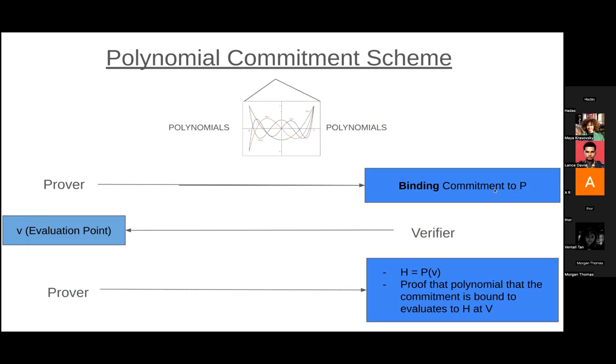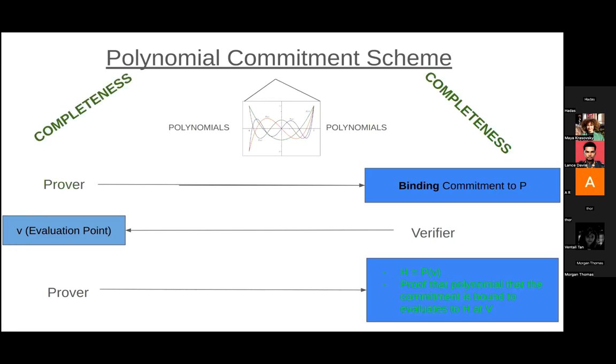And then the prover will send the evaluation H and a proof that the polynomial that the commitment is bound to actually does evaluate to H at B. And then the verifier will verify that proof. And so we have a few security requirements for these. One is completeness, which says that if the prover is honest, then the verifier will always accept the proof. That seems pretty trivial, but sometimes that's not even the case, and requiring schemes to be complete is still a constraint on them.